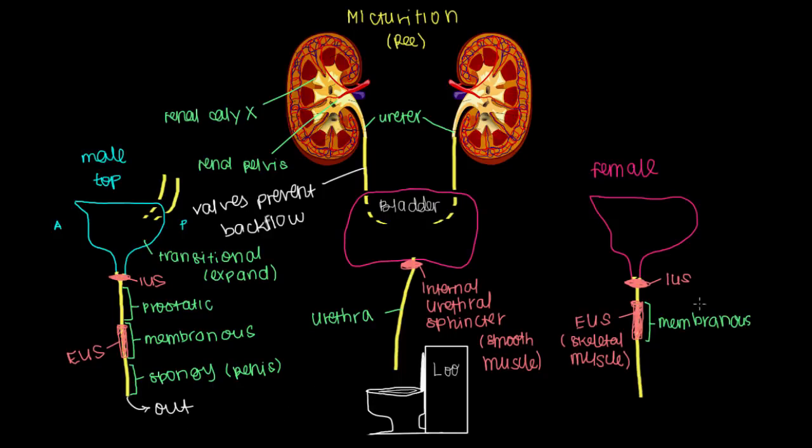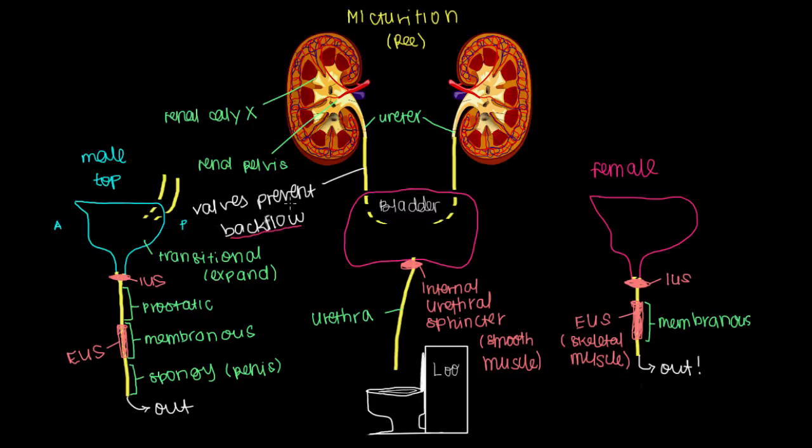Now, as you may have guessed, women don't have a spongy urethra. So what happens after the membranous urethra is actually kind of short-lived. This is actually going to be pretty short in comparison to the male urethra. So the connection to the outside world is a little more direct in females than it is in men. Now this kind of goes back to that comment I made earlier about backflow.